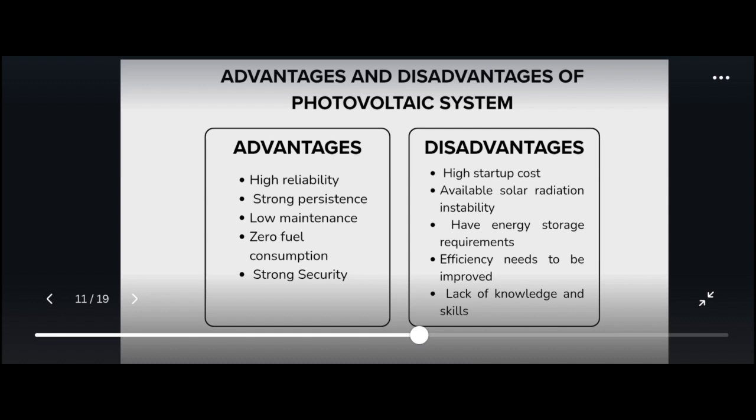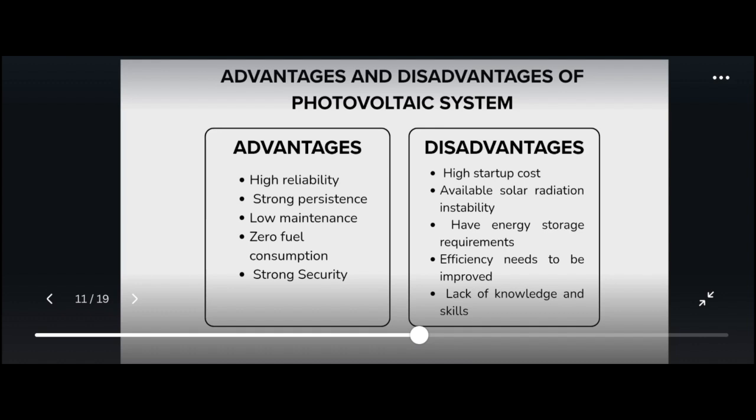Photovoltaic systems require only regular inspection and occasional repairs, which are extremely low cost compared to conventional fuel systems. Zero fuel consumption: photovoltaic systems do not require fuel and can eliminate associated procurement, storage, and transportation costs. Strong security: photovoltaic systems can be safely operated after proper design and installation.